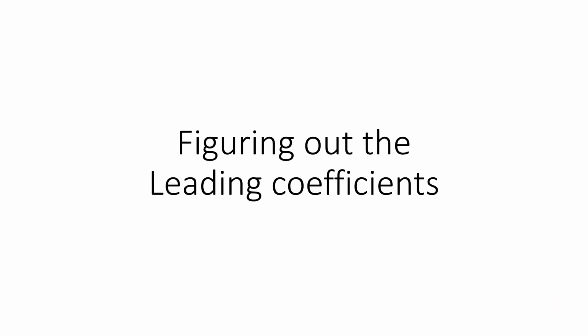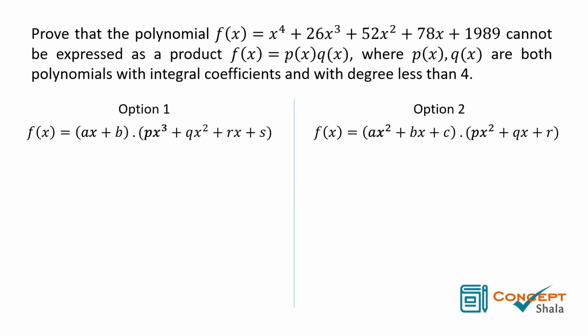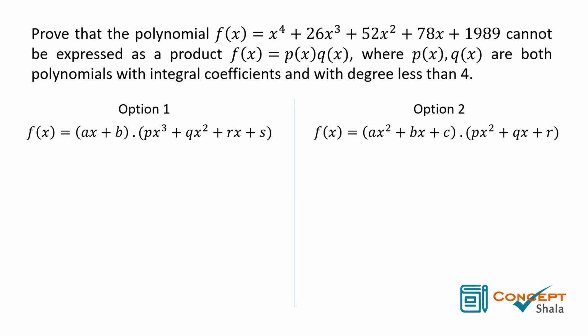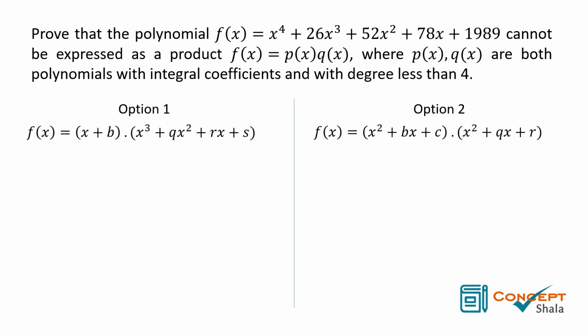We'll start with trying to figure out the leading coefficients, that is a and p. Notice that in both the cases the leading coefficient is the coefficient of x to the power 4, which is generated by multiplying the leading coefficients of the two factors. Also notice that the leading coefficient in f(x) is 1. So a times p can be equal to 1 only if a equals p equals 1, or a equals p equals negative 1. We can ignore the a equals p equals negative 1 case because that will just lead to factors which are negative of the ones found with a equals p equals 1. So let us set the leading coefficients a and p equal to 1 in both cases.